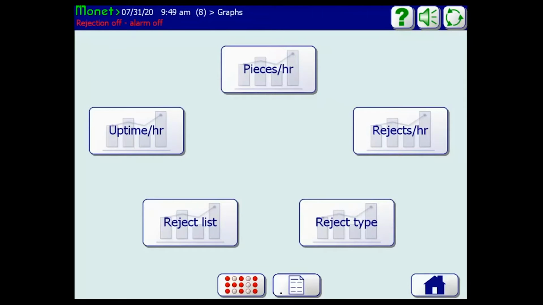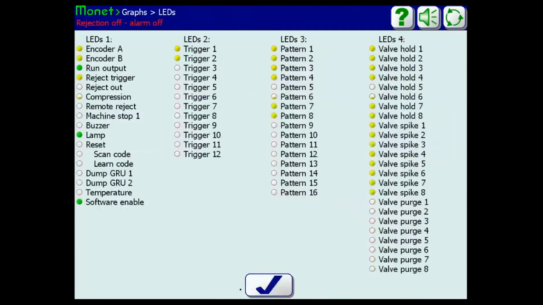the reason we call this the graphs and LED screen is that at the bottom of this screen, there is what we call an LED page. And the LED screen, when you open it up, basically shows us all of the inputs and outputs of the Leary controller. Okay, so I can see all the valve outputs on this 4th row, this 4th bank labeled LEDs 4. It shows me all my valve hold outputs, all my valve spike outputs. And if I were to manually purge a valve here at the bottom, I would see that output as well.